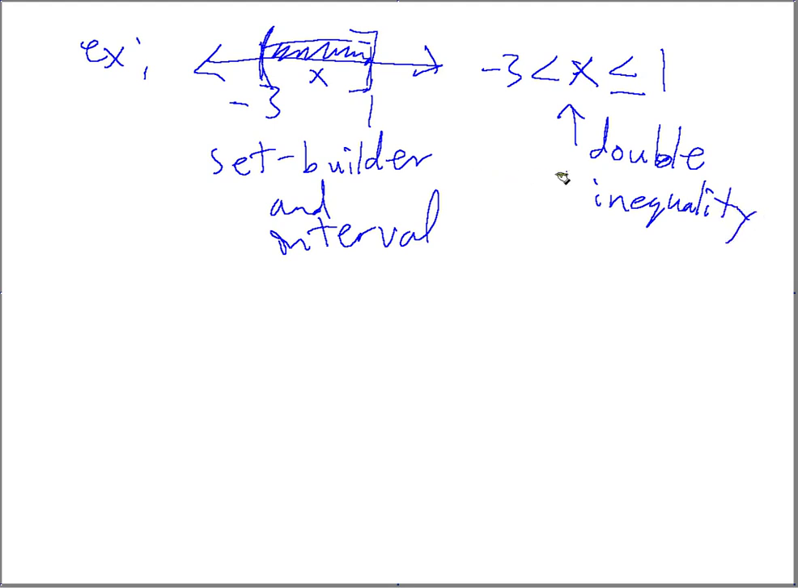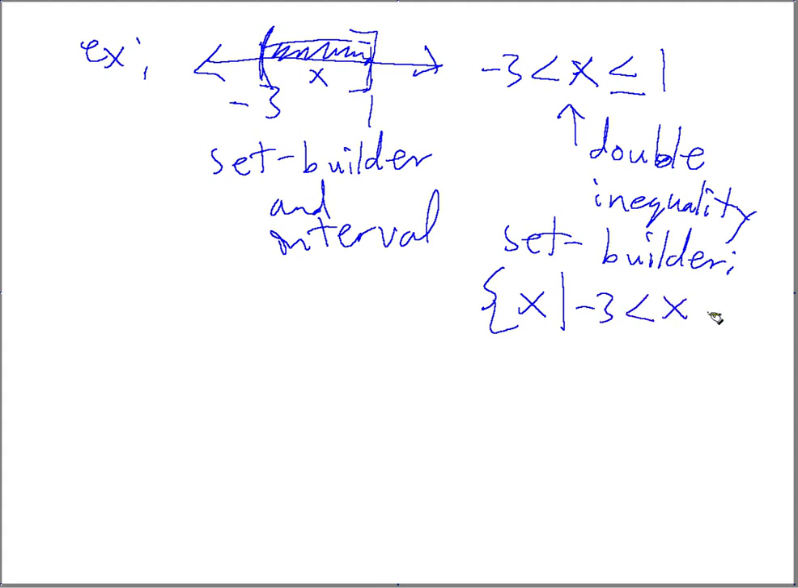Alright, so for set builder, how do we write that? Well, for set builder notation, we simply put that double inequality in there. Start off with the left brace, all real numbers x, vertical bar means such that, negative 3 is less than x, which is less than or equal to positive 1. Alright, so that's how we write that in terms of set builder.